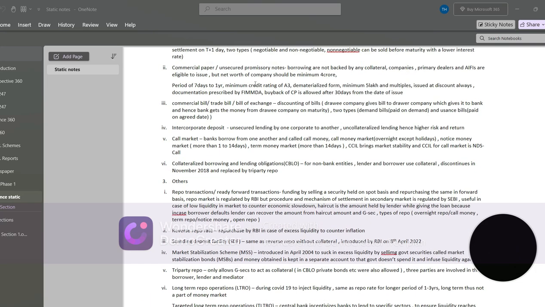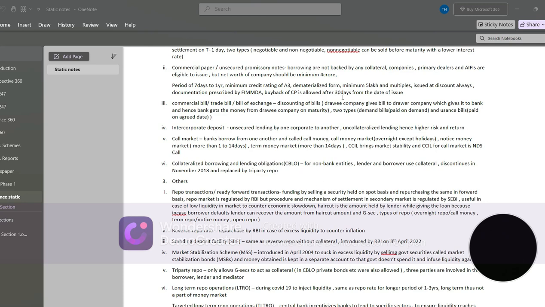Next are commercial bill, trade bill, or bill of exchange. These are actually the bills in which a drawing company gives the bill to the drawer company, and the drawer company then gives it to the bank, and hence the bank gets the money from the drawing company on maturity instead of the drawer company.